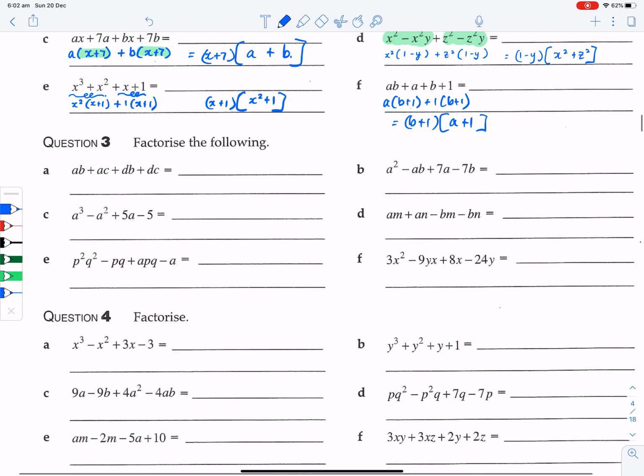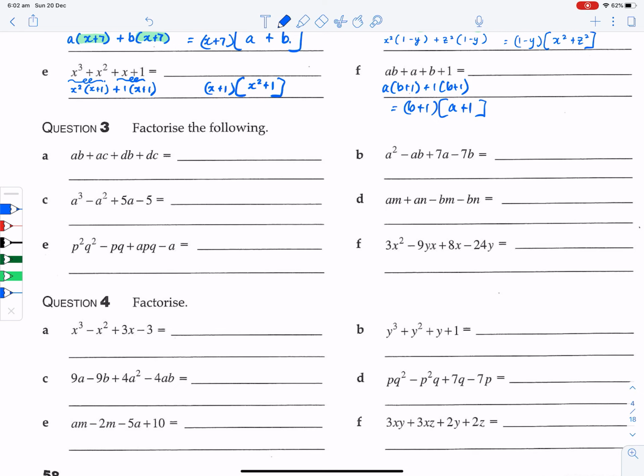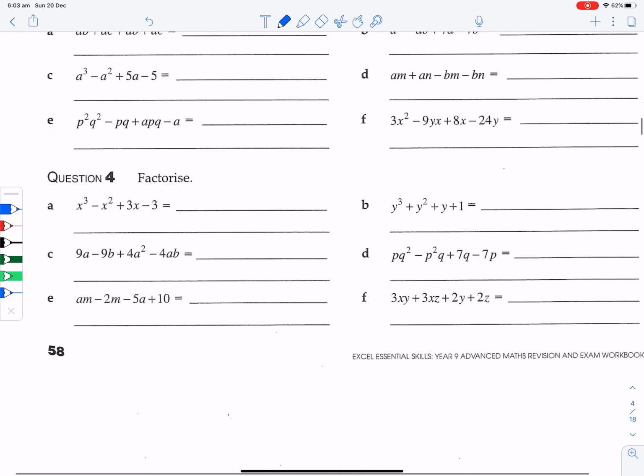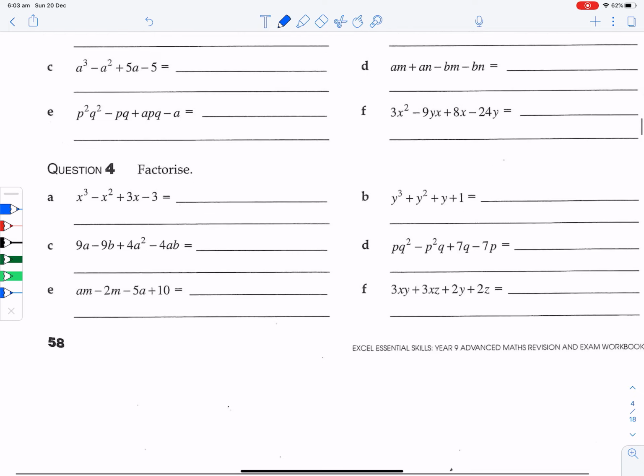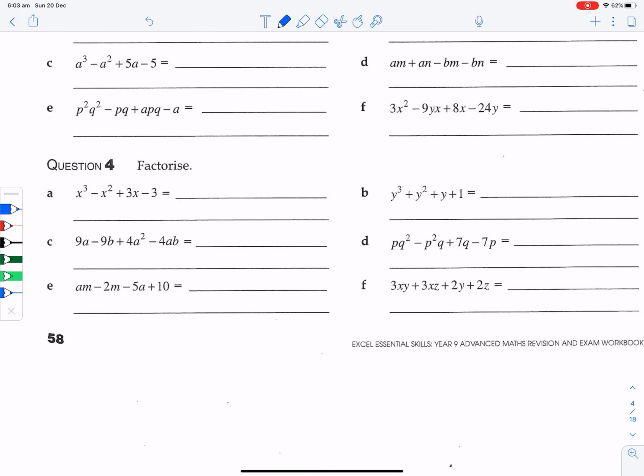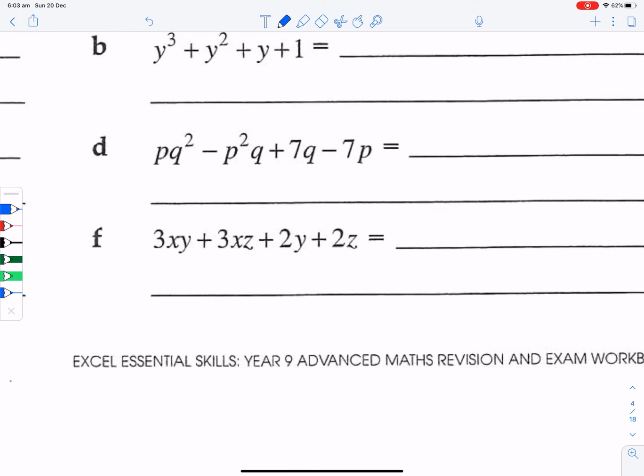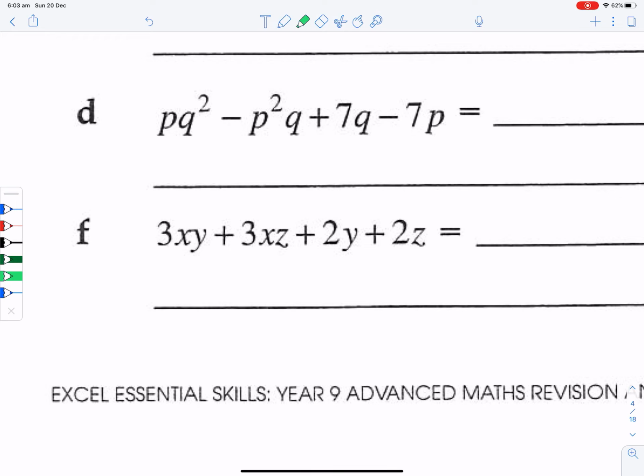All right, question 3 is more or less identical, just more practice questions. Question 4 is also very similar. Let's just have a look at question D. So if we look at the first two terms together, you can take out p squared. No, you can't. You can only take out a p, and you can take out a q. Then we're left with q minus p.